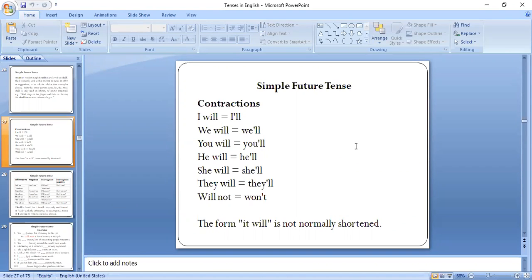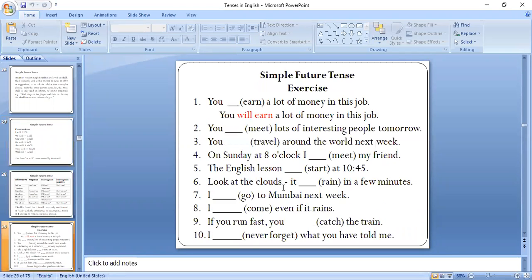Then will not becomes won't. I think you have written it down in your notebook. Okay, so I will proceed further.